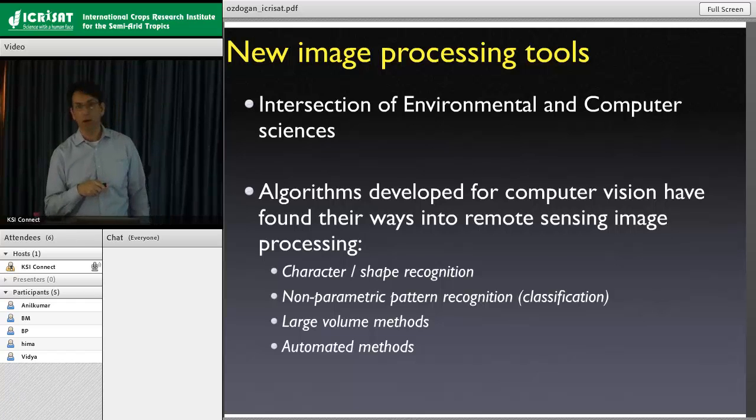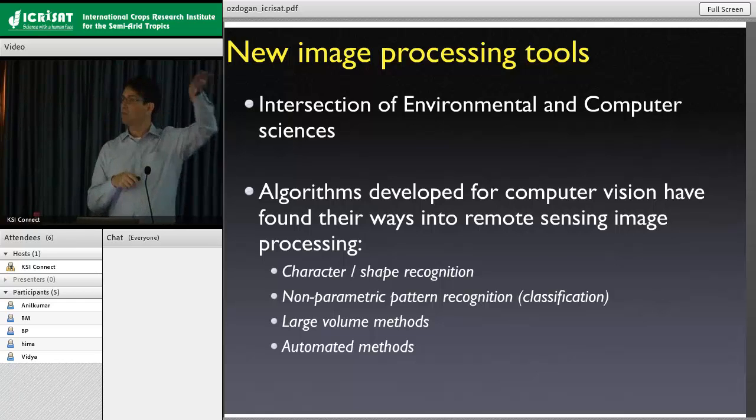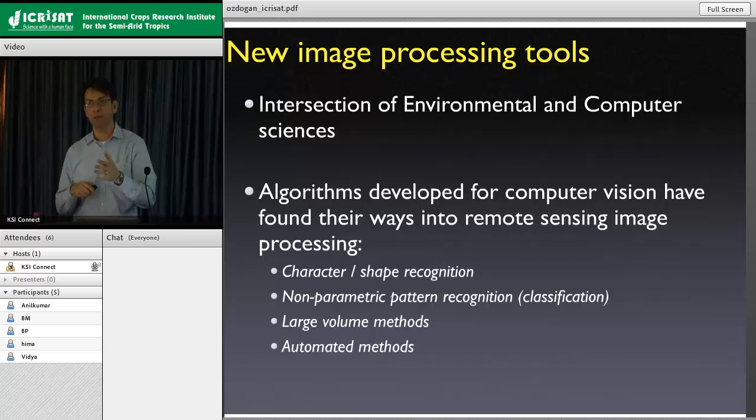But I think there are also additional algorithms that were originally developed in the computer sciences community, mostly in computer vision, that are finding their ways into the remote sensing community, particularly things like shape recognition. As humans, we're very good at looking at those satellite images and telling where the agricultural fields are. But telling a computer to figure out where agricultural fields are just because of their shapes is extremely difficult. But it seems like we're making some progress with that.